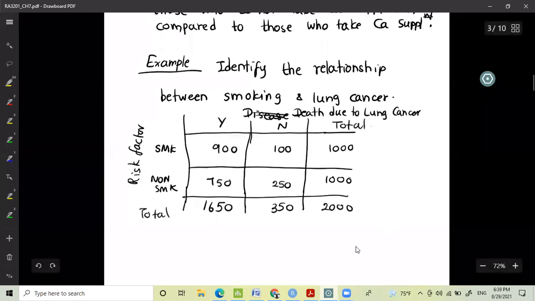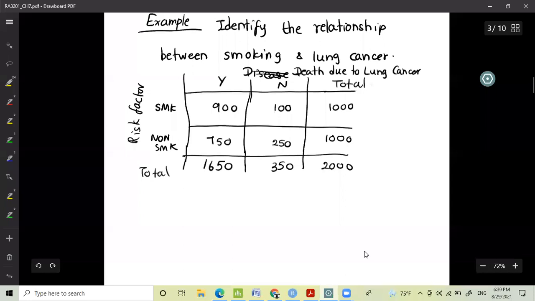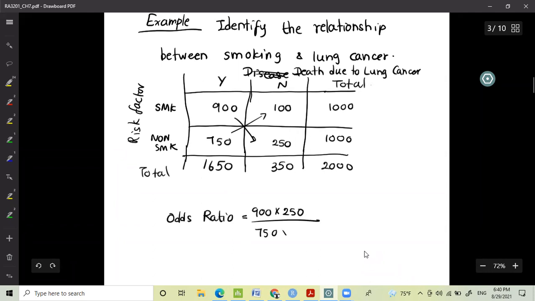Right. So I'll explain how to find the relative risk in this case. Okay. Even though you can find the relative risk for the previous example, anyway, let's do the relative risk and both odds ratios in this case. Okay, let's find the odds ratio first. Okay, you already know how to find the odds ratio. That will be cross multiply. Can you find it? 900 times 250 divided by 150 times 100. Can you find that?